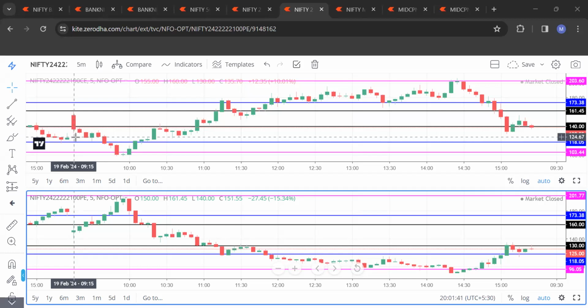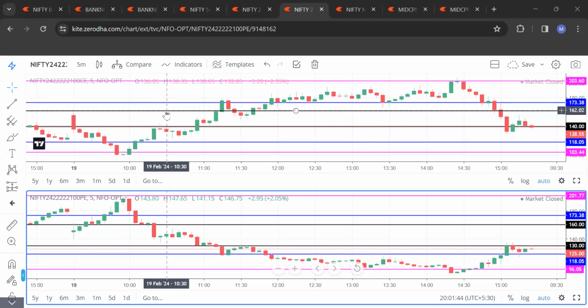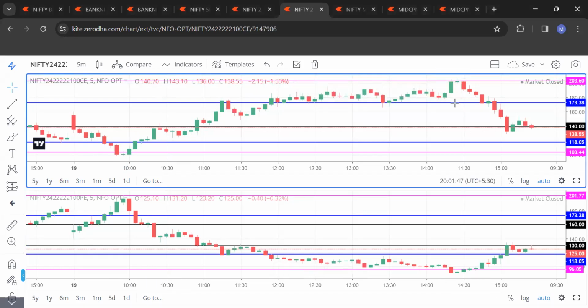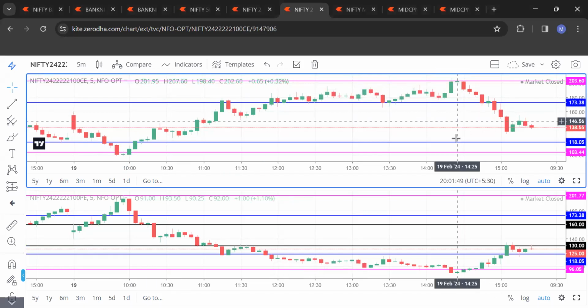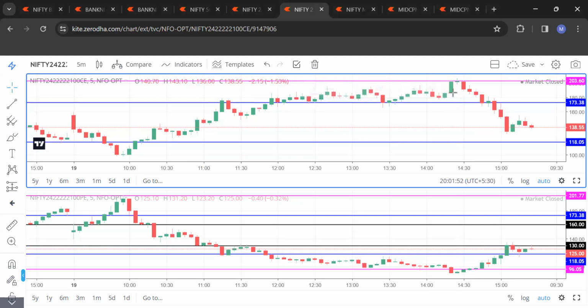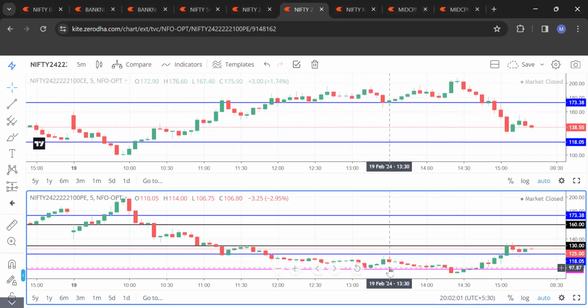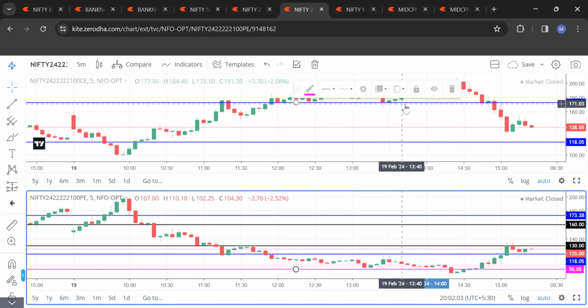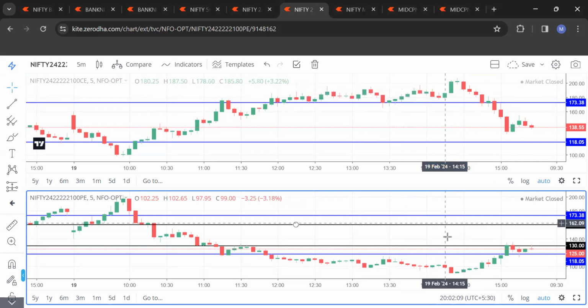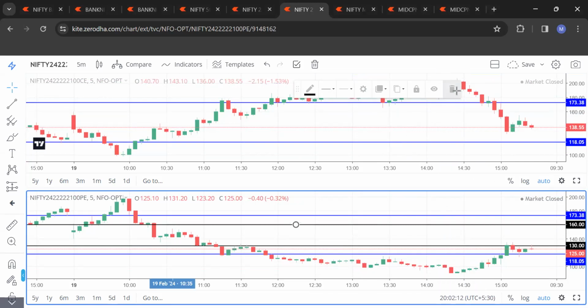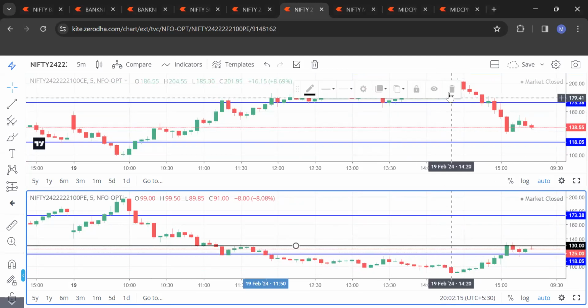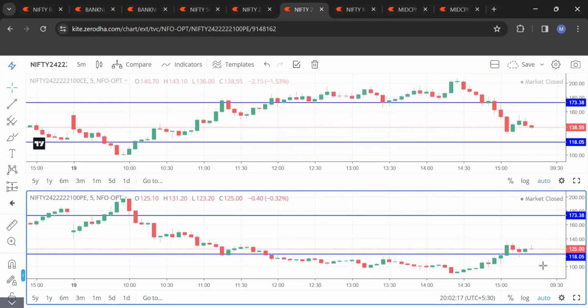Now, for a better understanding, I will remove all this. Now that's of no use. The black line also I will remove. This black line also I will remove. This target also I will remove. This also I will remove. And let there be only just these lines. Now see, just observe something.